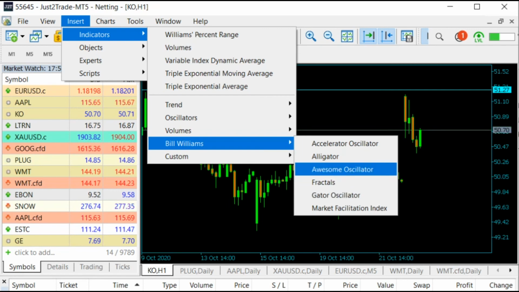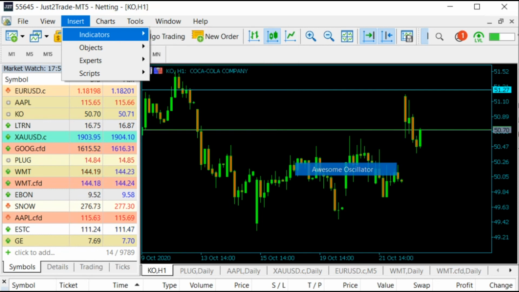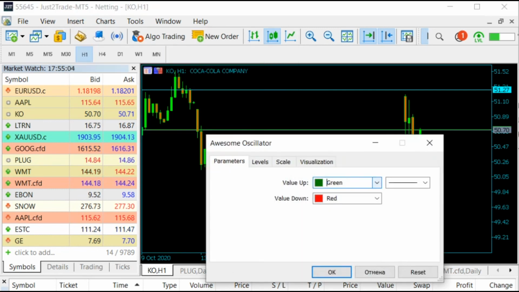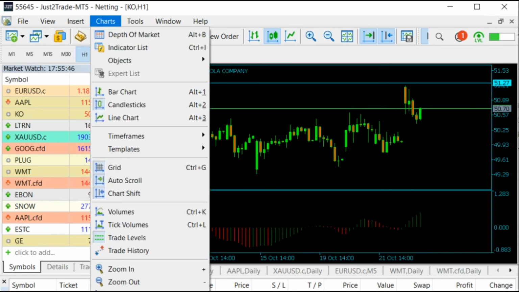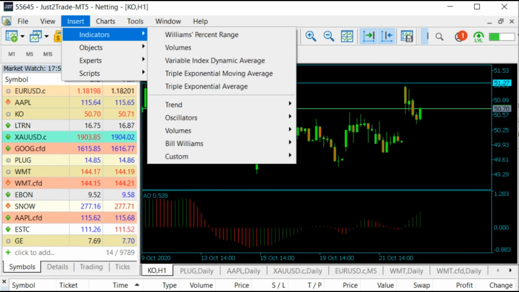So let's add Awesome Oscillator. We choose the color of the bars. I prefer to have basic colors, and as we can see, it has appeared. So once again, Insert, then Indicators, and Bill Williams.